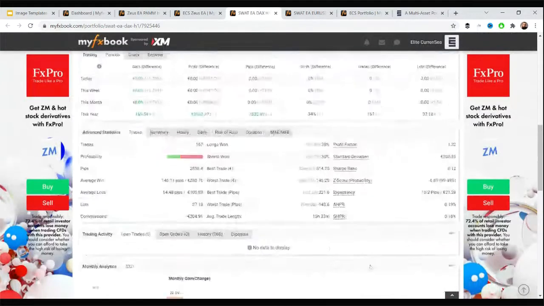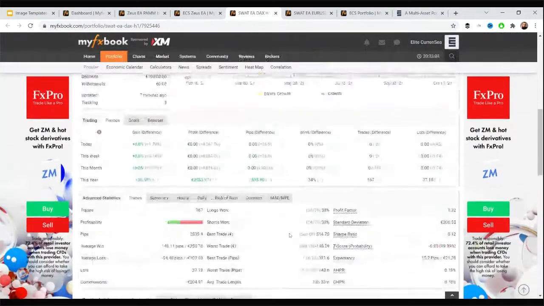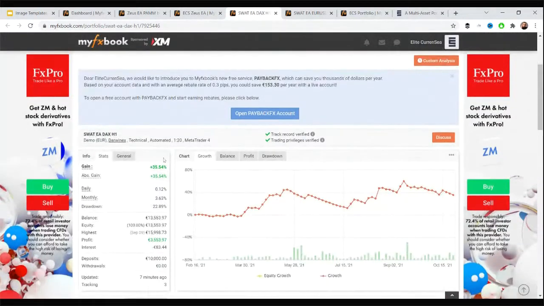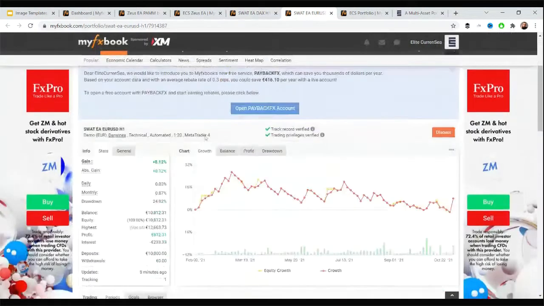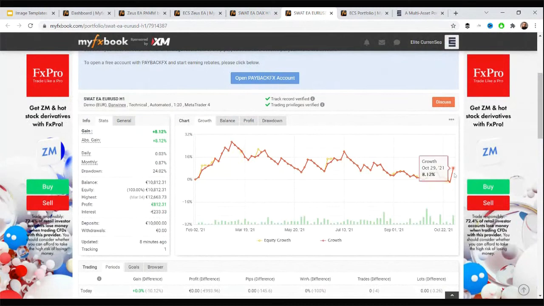Then my SWOT EA DAX, I had a negative month, minus 5.7%, but overall still up plus 35%. I'm pretty happy with this result after about 7.5 months of trading. SWOT EA Euro dollar is up 8%. It had a positive month, but the equity curve is a little bit flat. But all in all, looking at SWOT EA as a total, it's up 43% in about 7.5 months.